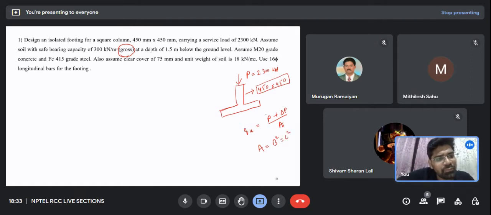Now I have P. What is P? P is 2300 kilonewton. Do I have delta P? Delta P will consider what all loads? It will consider the self weight. How can I have a self weight? I don't even know what is the depth of this foundation. What is the L by B of this foundation? How can I have the self weight? So let's see how we will have it. The second is, along with the self weight, I would also be having surcharge load.